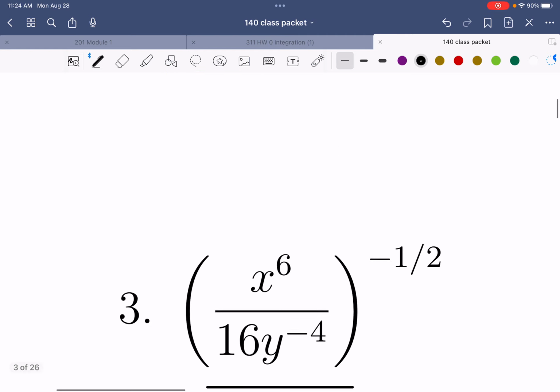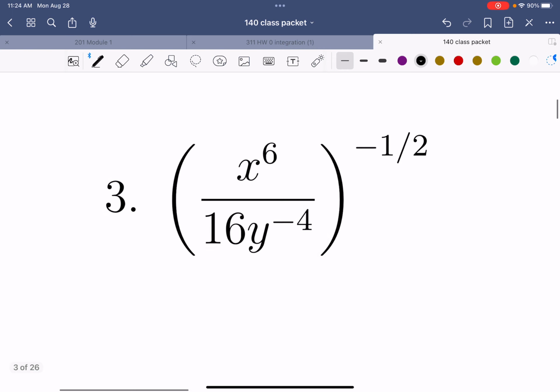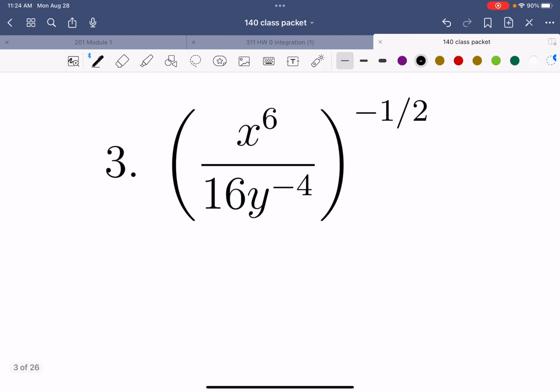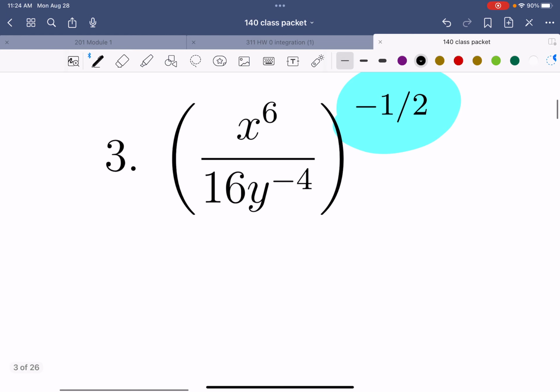Okay, next. All right, now we've got exponents going on and square roots and all kinds of things. But we're not going to worry too much about it at first. We're going to use the same rules that we've been doing. So we're going to apply this -1/2 to everything in the parentheses. So I want to apply a -1/2 power to everything.